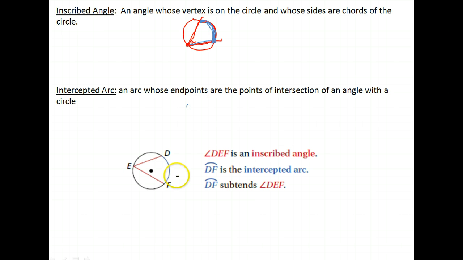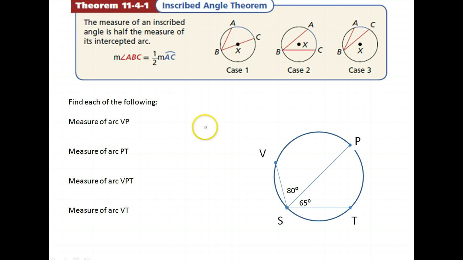Here's an example down here. Angle DEF is an inscribed angle. So again, the angle from D to E out to F. That's the inscribed angle. Here's its vertex. Arc DF is the intercepted arc. It's the arc cut by our angle, with endpoints D to F. Arc DF subtends angle DEF is another terminology that they will use. We're going to talk about some properties that come about when you have inscribed angles and intercepted arcs.